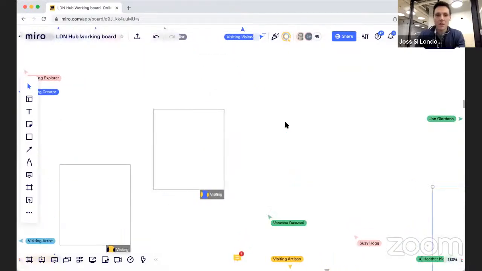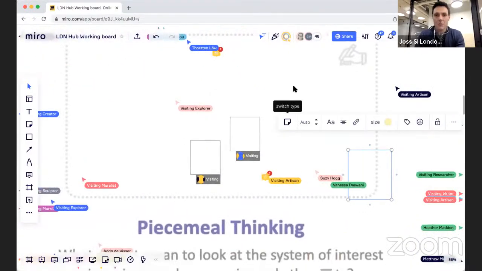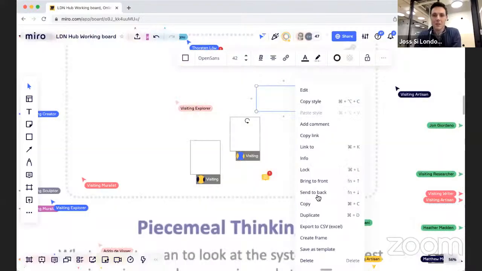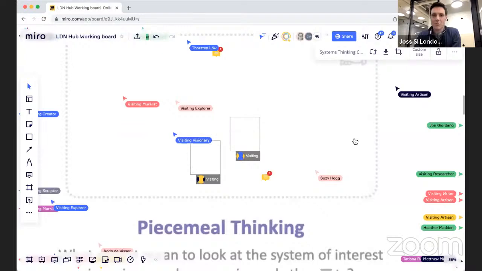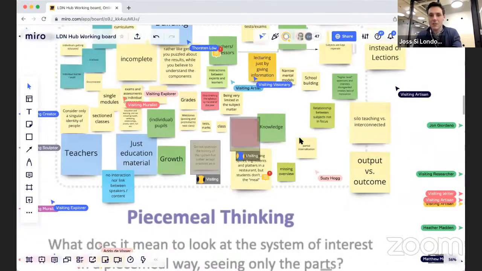Okay, what just happened to my mirror board? Let me see. Okay, all my stickies just disappeared. Here we are, back again.